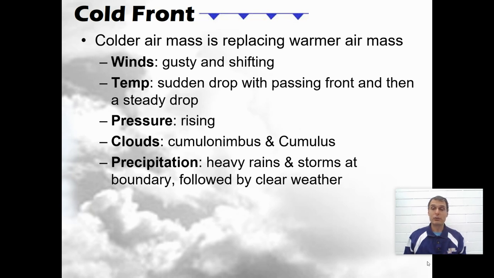And then the pressure will be rising because cold air is more dense. It's going to form cumulonimbus clouds and cumulus clouds because that cold air has the ability to really force that warm air high up into the air. So we're going to get heavy rain, storm, and then behind that, it's going to clear up as we get that stable cold air behind it. So initially, we're going to have some good rainfall, and then behind it, it's going to calm down because the air is more stable and cold.